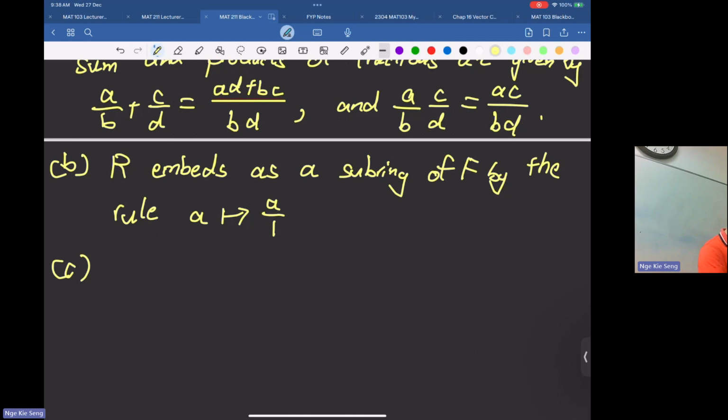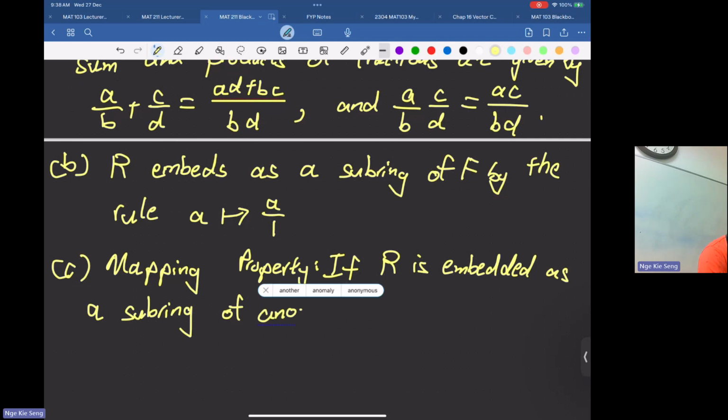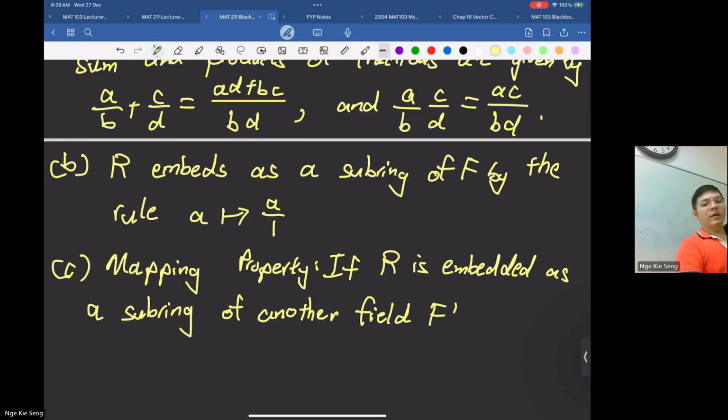And next is a bit technical. This is a mapping property. In case R is embedded as a subring of another field, let's say my ring is embedded in another field. We have Z embedded in the rational numbers, and it also embeds in the reals. So what can we do with this?